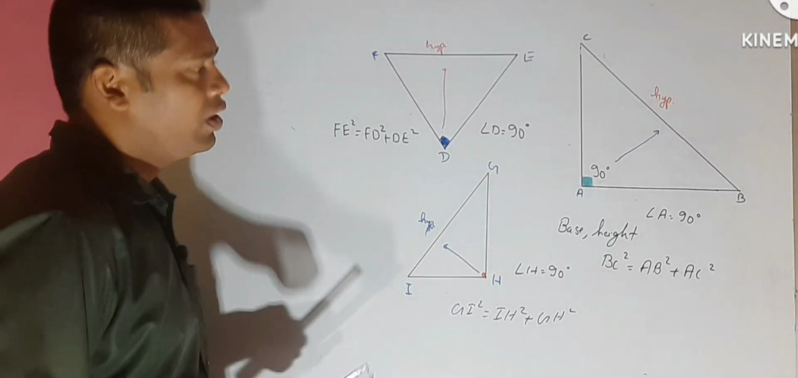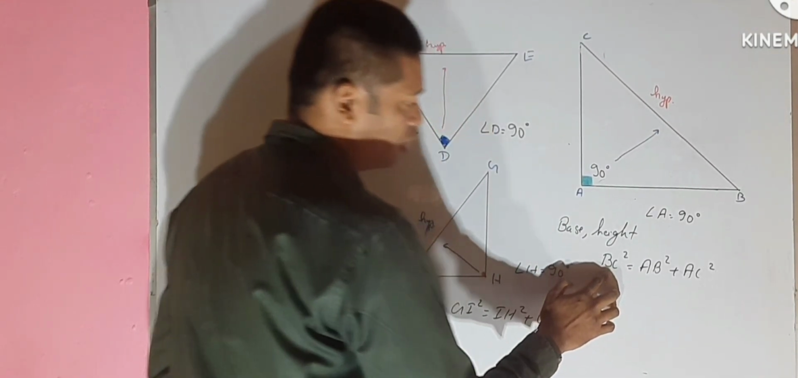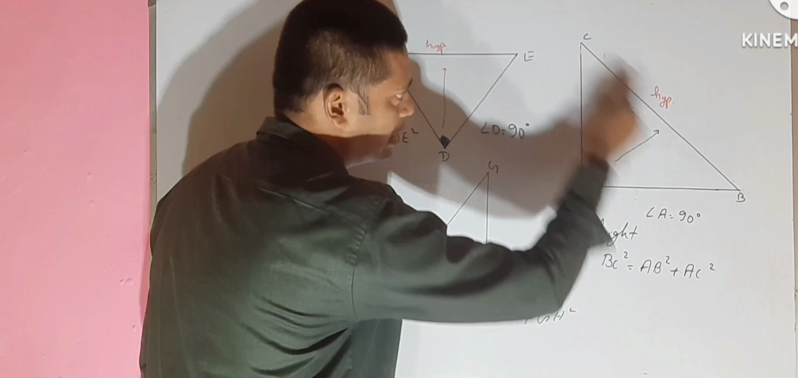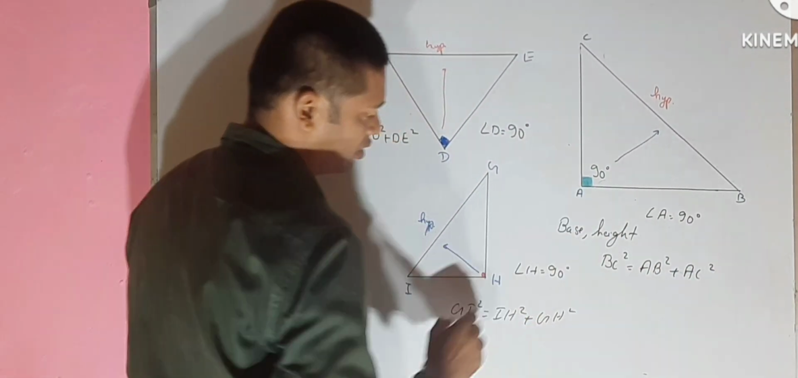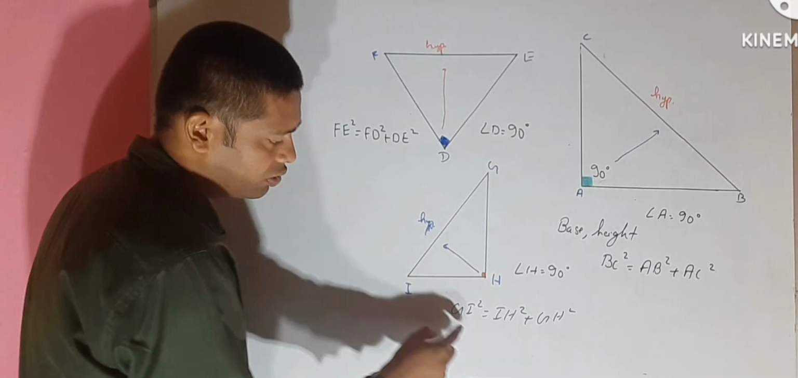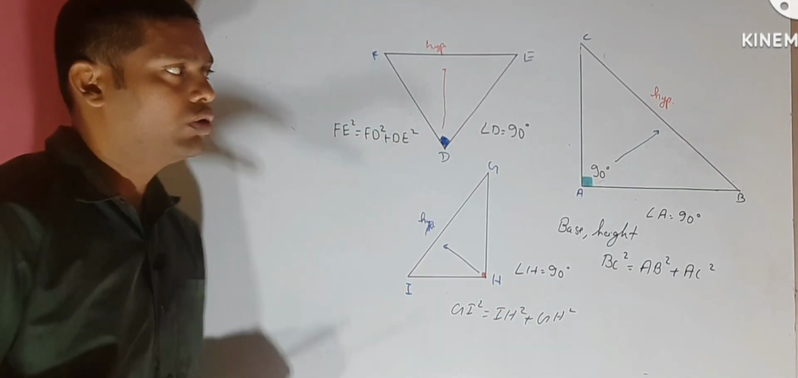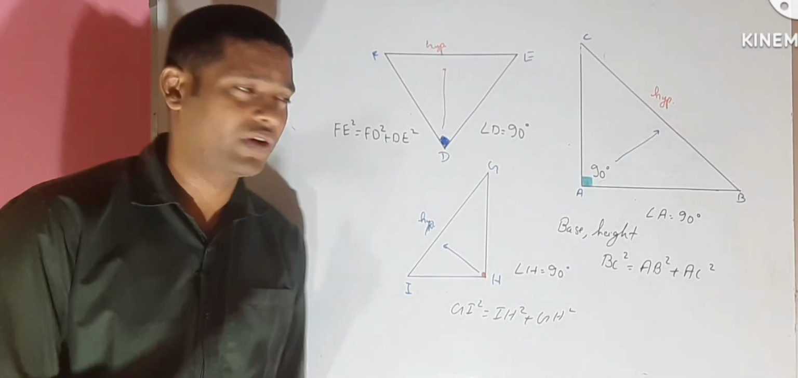According to this, see the formula I have written. As I told you, the hypotenuse is always alone, and the remaining two sides are written on the other side. The hypotenuse is always alone, and the square of that equals the sum of the squares of the remaining two sides. We all know what the hypotenuse is, and we all know the Pythagoras theorem, and according to that we have written the formula.